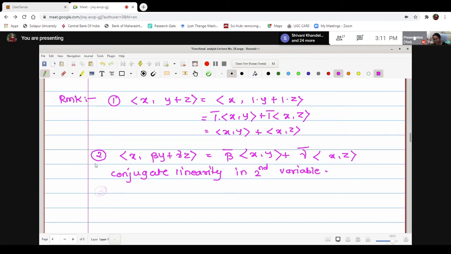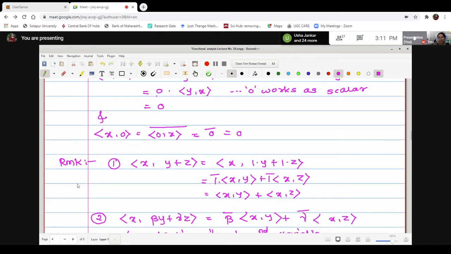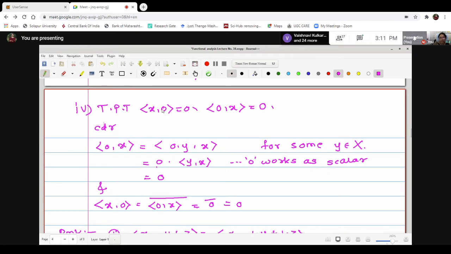Let us try to understand the third remark. What is the third remark? The third remark tells us that if inner product x with y is 0 for all x in X, then what will happen? That is, if we are taking an inner product, that is a multiplication of two vectors x and y, and for every x the value is 0, but as we have proved in the fourth property, inner product will be 0 if one of the vectors is 0. That is, either the second variable should be 0 or the first variable should be 0.